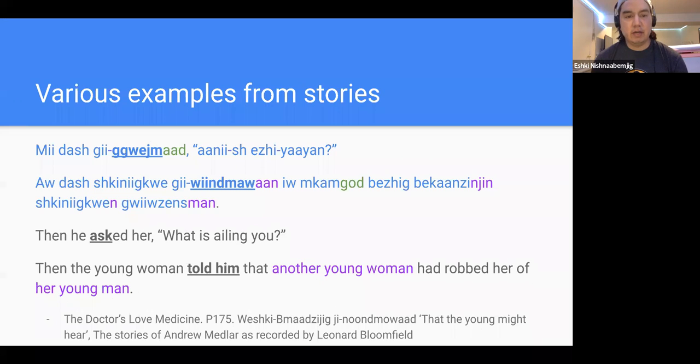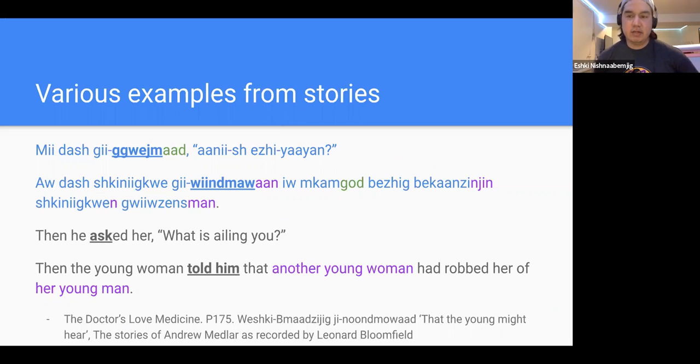Odash shkinikwe. The young woman told him, Ki windamuan. The young woman told him, Iyo makam good. So there's that root. Now it's just makam again. Or makam, I mean. And then it's the B form of, so we have agun, which is A form, and then good, which is B form. So the obviated person took something from her. Iyo makam good bejik bekans in jin.